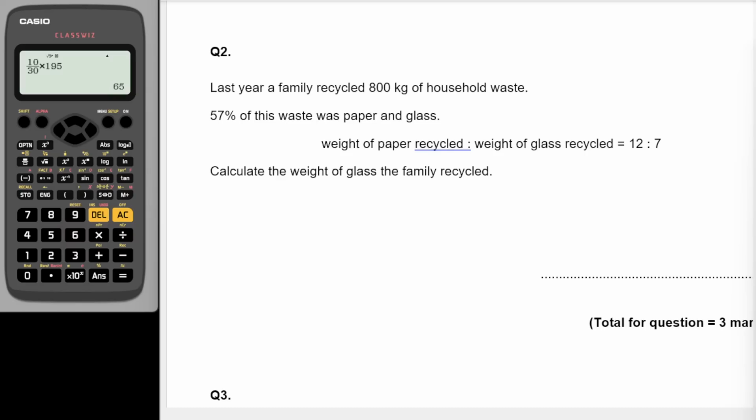So I'm going to just clear this information up into something that I'm happy working with. So we've got paper to glass in the ratio of 12 to 7. Okay, so this ratio is only 57% of the total. So first of all we want to work out how much that would be. So I'm going to do 0.57 times by 800, and that'll give me the actual weight.